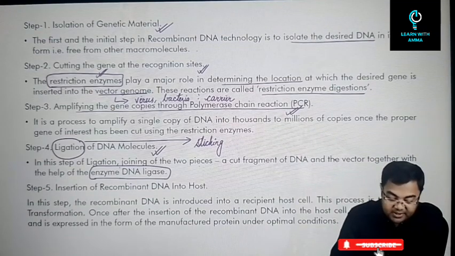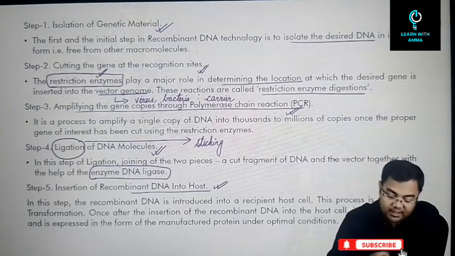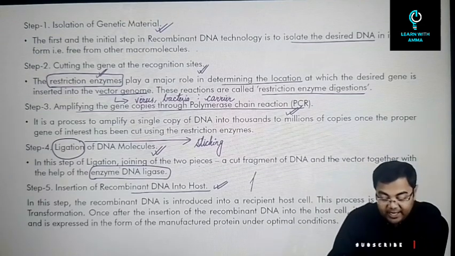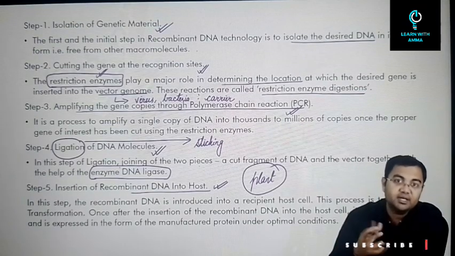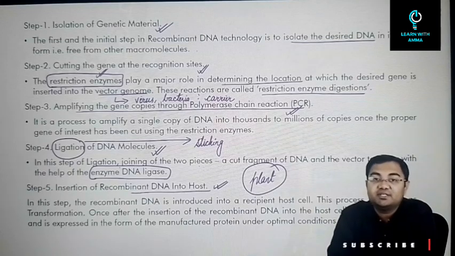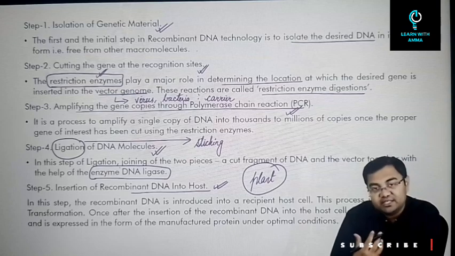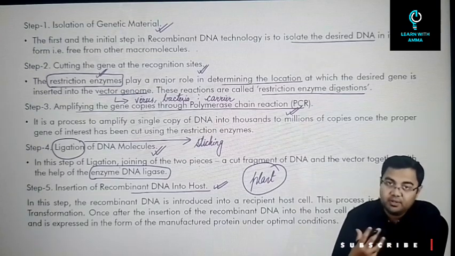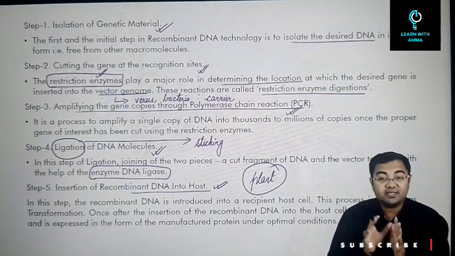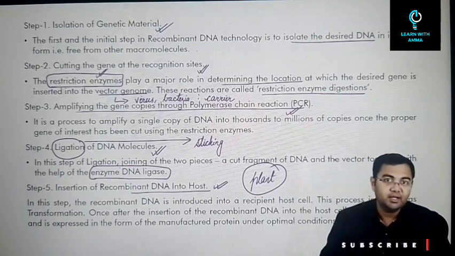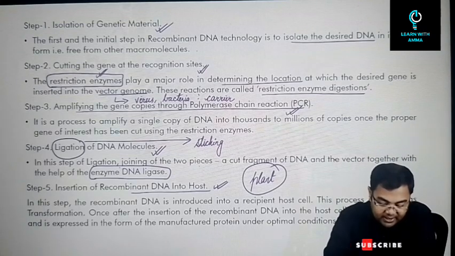And then finally, insertion of the recombinant DNA into the host will be done. The host is the plant where you wanted these traits to exist. This is where you will insert the recombinant DNA, and after the insertion, this genetic sequence may become a part of the plant itself, and thus this plant will have the required traits that we wanted. So this is how the entire process of recombinant DNA technology is carried out.